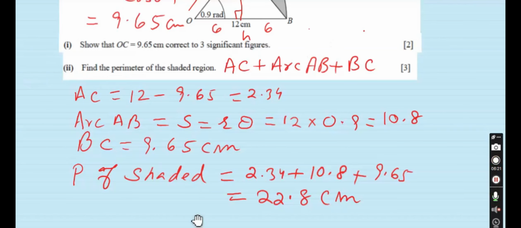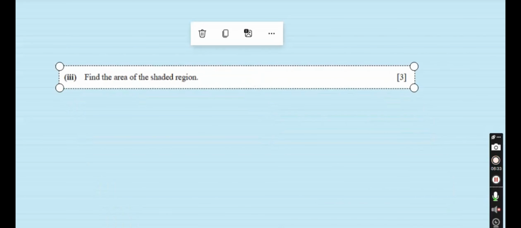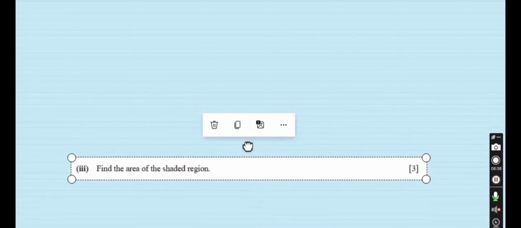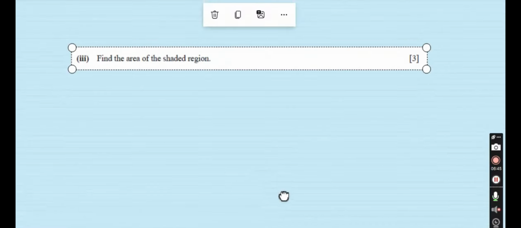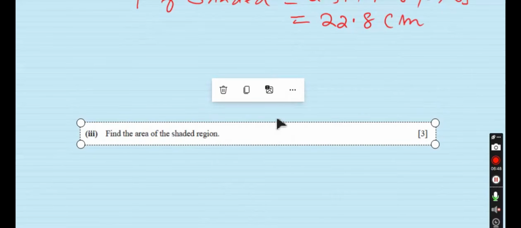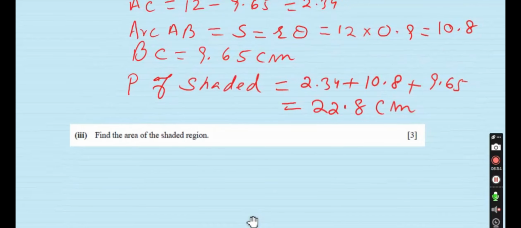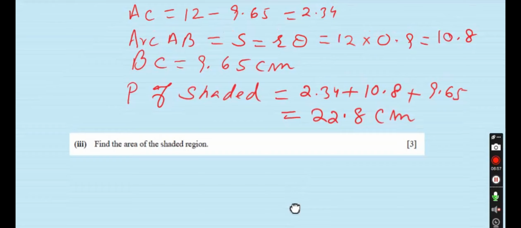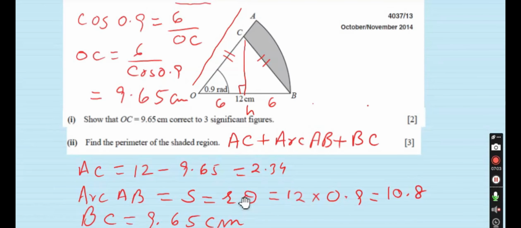Hope you understand. Look at part 3. What is part 3? This one. So part 3 is find the area of the shaded region. Very easy. Look carefully at the diagram. How to find the area of the shaded region?